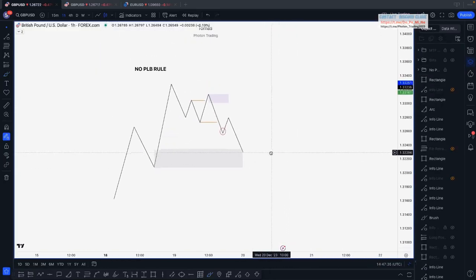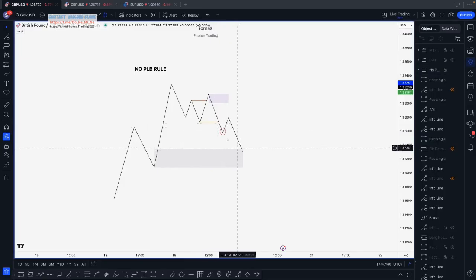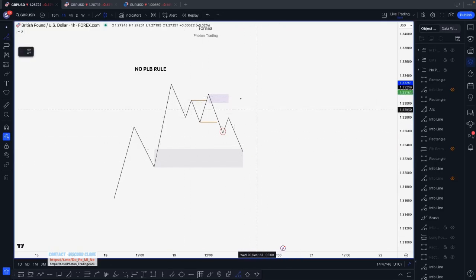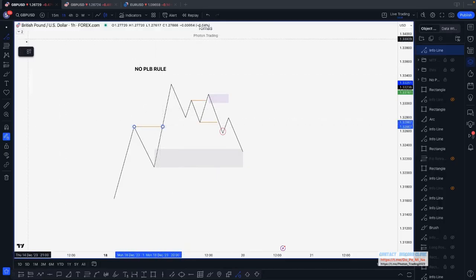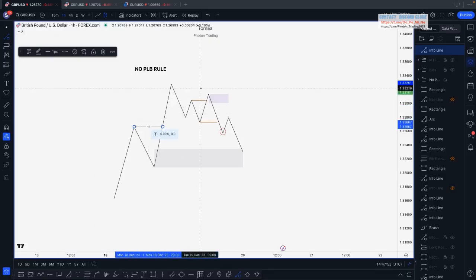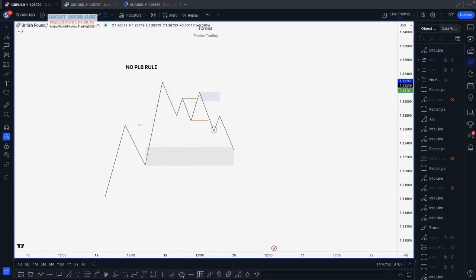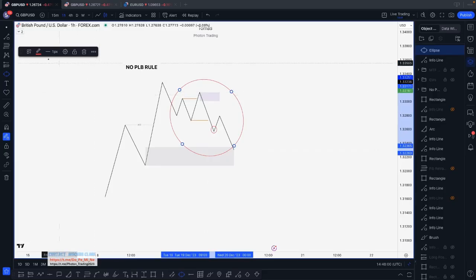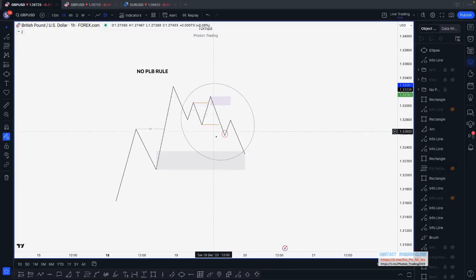So what I say is, imagine that this is the H1, okay? This is the H1 and price, and then everything here is the M15, okay? So let's say, let me just use the H1 here for you guys to see. So basically, let's say here, this is M15. So what is the rule, why do I not use the PBL rule, and what does that mean?